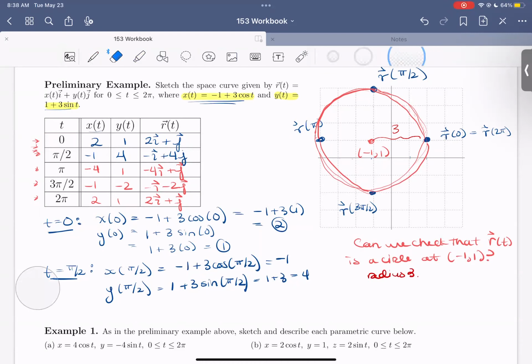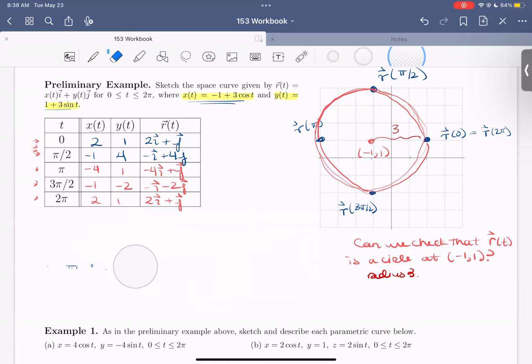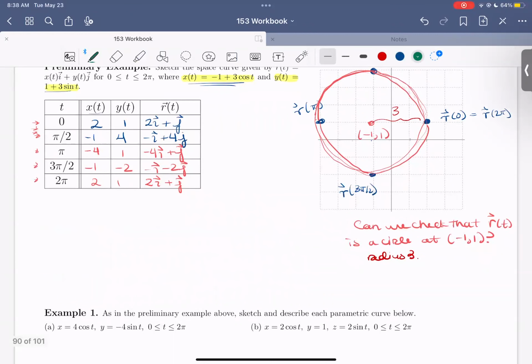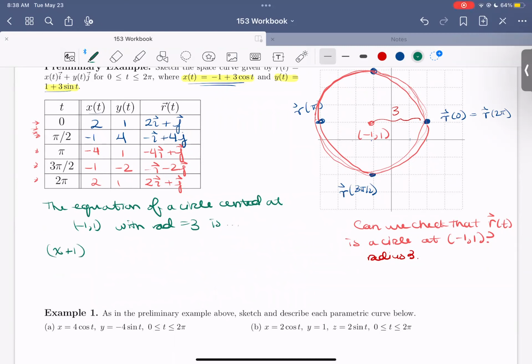All right, so let's go ahead and do that together. So I'm going to erase here to give ourselves more room. Feel free to leave your work though, so that you can keep track of where we are going. All right, so the equation of a circle centered at -1, 1 with radius equal to 3 is, let's recall, x plus 1 squared plus y minus 1 squared equals 3.